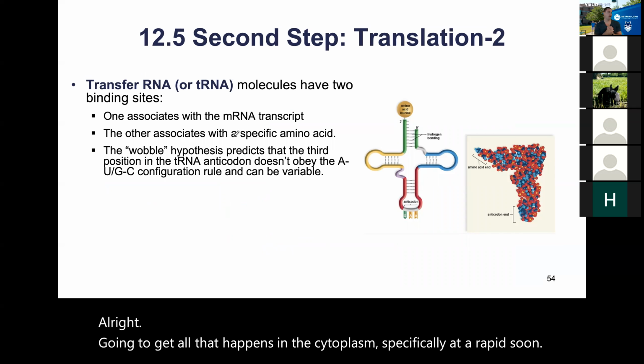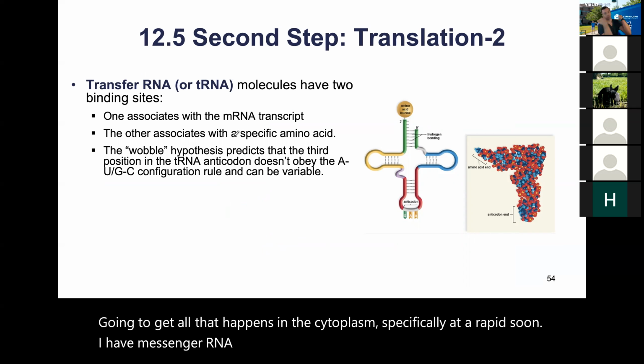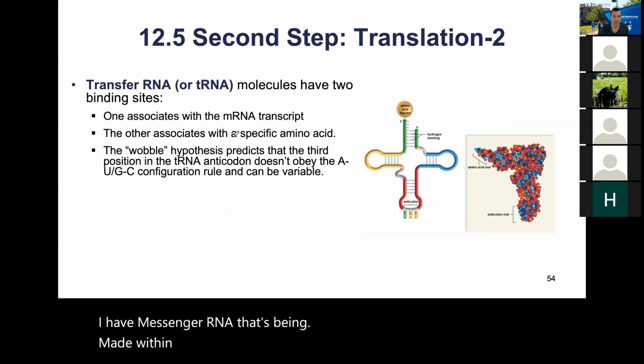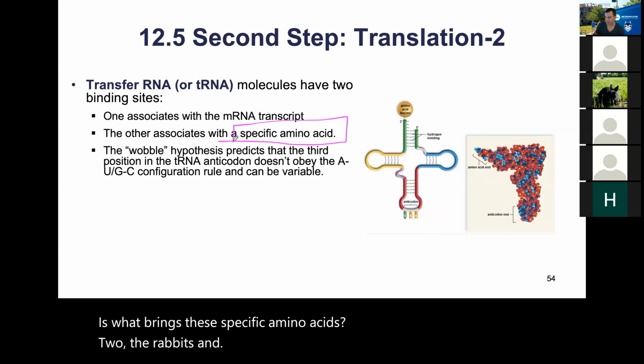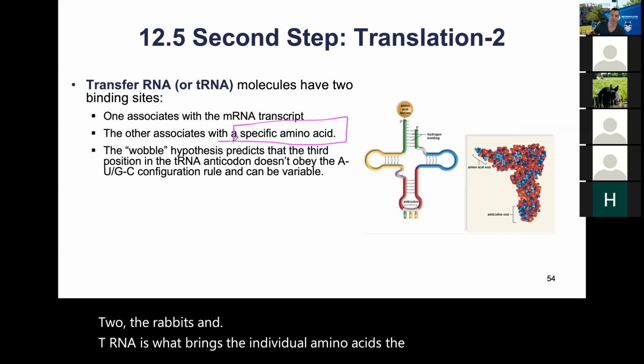I have messenger RNA that's being made within the nucleus, coming on out into the cytoplasm. I also have tRNA, transfer RNA. Transfer RNA is what brings these specific amino acids to the ribosome. tRNA is what brings the individual amino acids, the specific amino acids, to the ribosome.